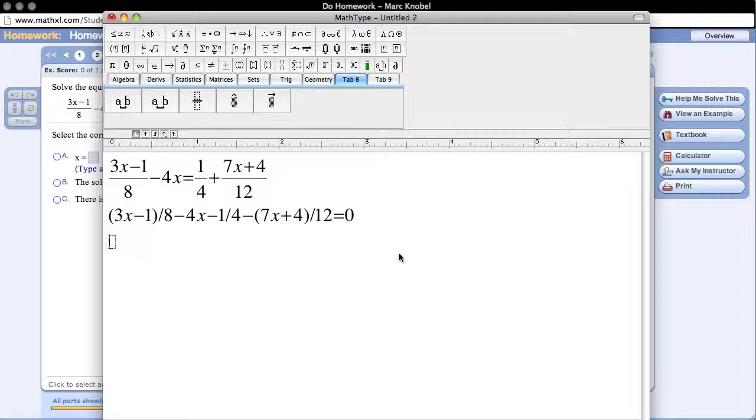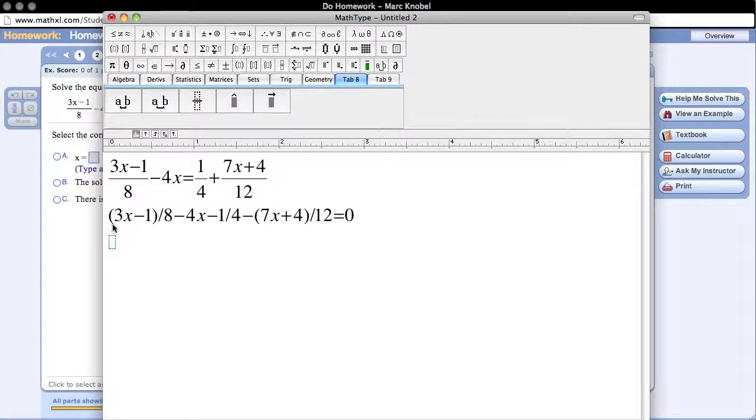It doesn't matter which side you do this to, but since you're finding the x-intercept, the first step is always to set one side of the equation equal to 0. So here I've subtracted 1/4 from both sides, and then subtracted the term 7x plus 4 over 12 from both sides, and then I set one side equal to 0. That's important because that's the first step in using the x-intercept method.